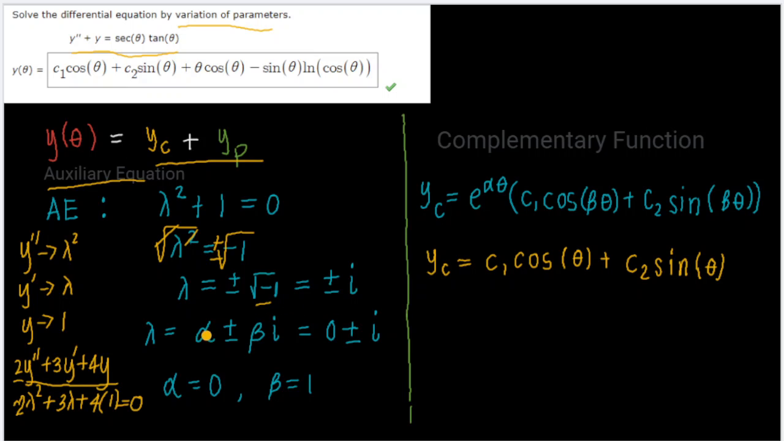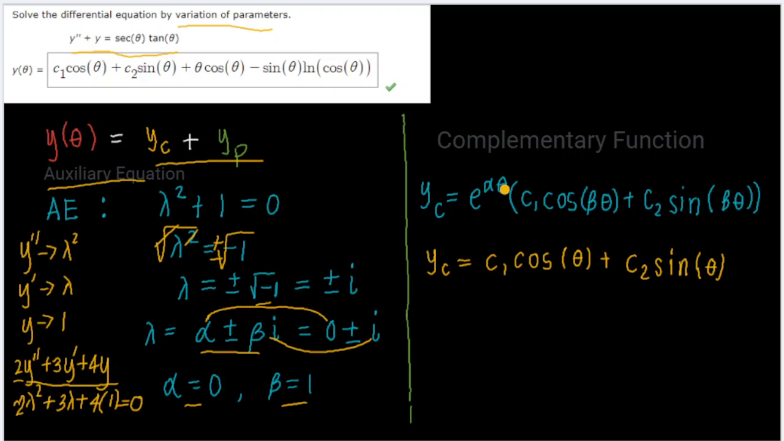Now let's change that to this format, alpha plus minus beta i. Since this is just equal to 0 plus minus i, we have this already written in this format. Our alpha is 0 by inspection, and our beta is 1, the coefficient of the imaginary number. That's why we have it here. And let's substitute the values of alpha and beta in our complementary function equation here.